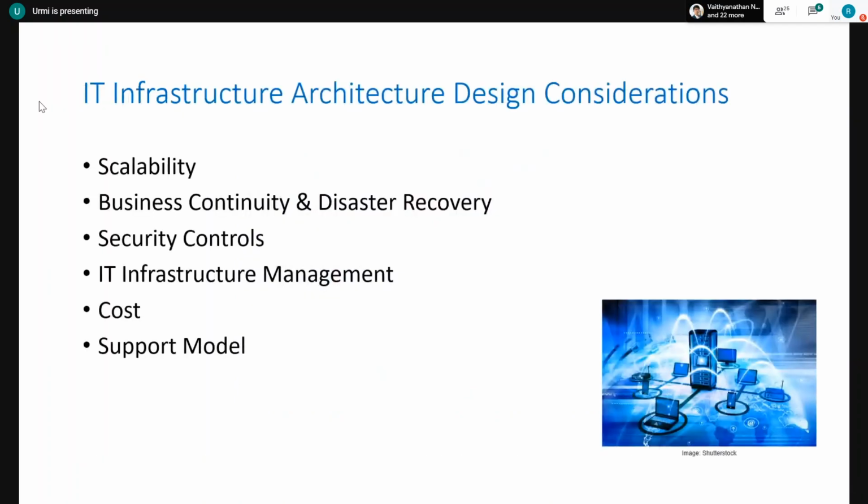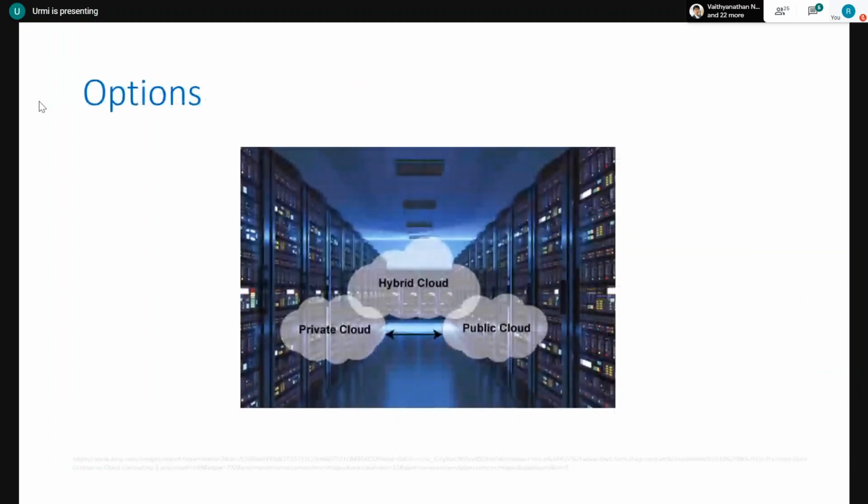Urmi, I think we lost you for probably 20 seconds or so. Oh, the last piece. Okay, I can repeat. Okay, so, thank you.